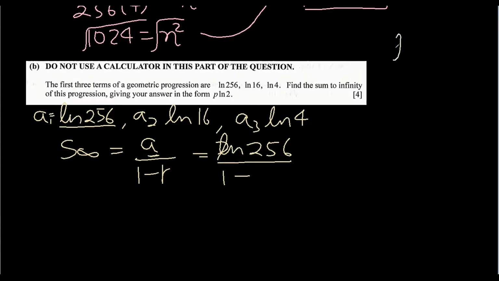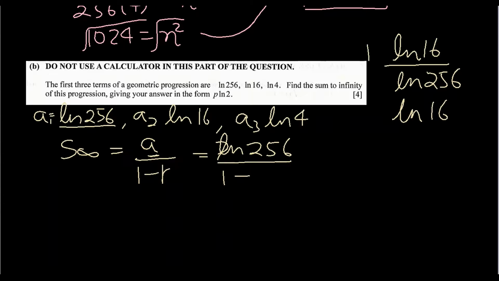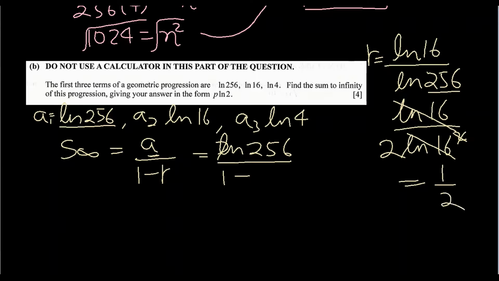So a2 is ln 16 divided by the previous term ln 256. And now you know that we can't use calculator, right? I'm finding r here. So I can write this as ln 16 squared. Yeah, 16 squared is 256. And that's why 2 will come in front, goes from here, ln 16 and ln 16 cancel. We get r equal to half, 1 over 2. And that's what we will write here.